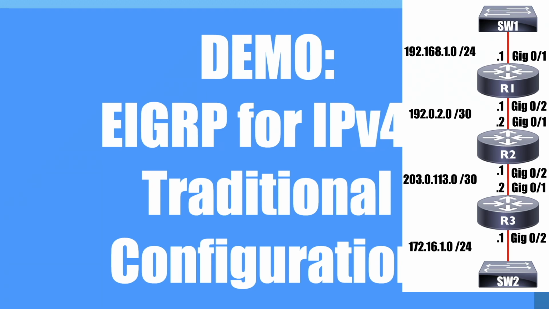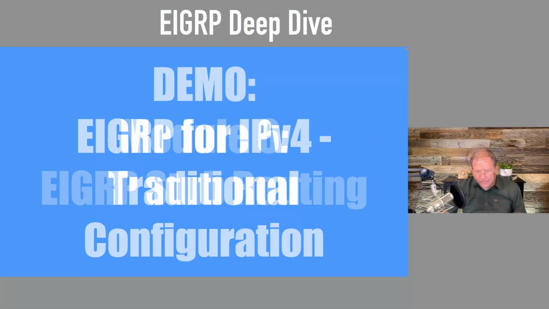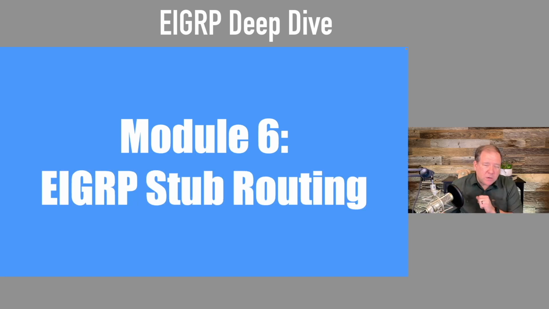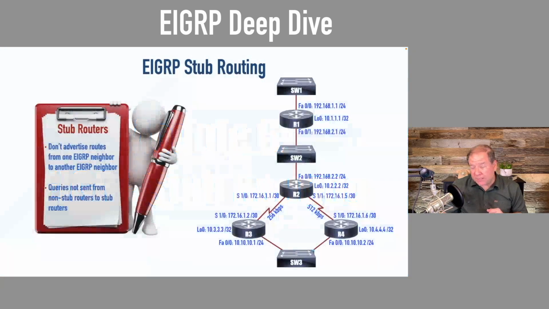Let me clear that topology off of the screen. In our next module, we want to talk about EIGRP stub routing, and that's quite different than OSPF stub areas. The idea is if we make an EIGRP speaking router a stub router, then it's not going to be queried.